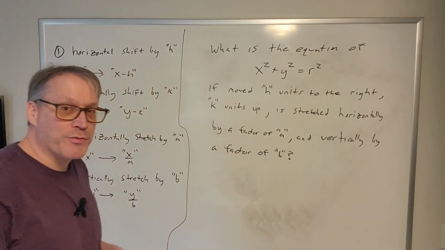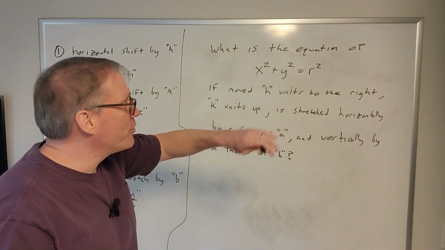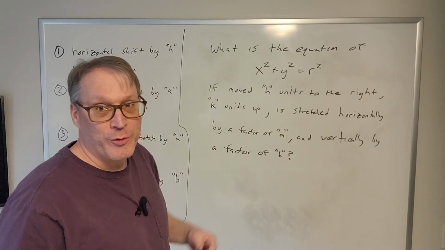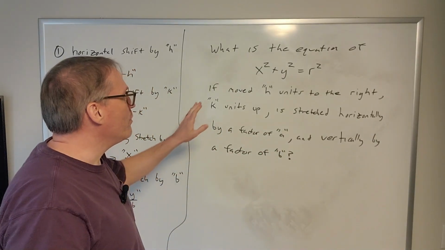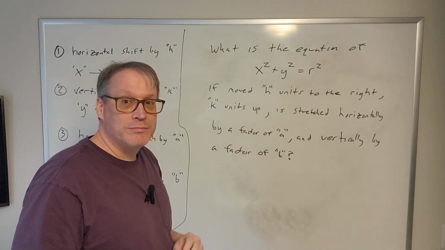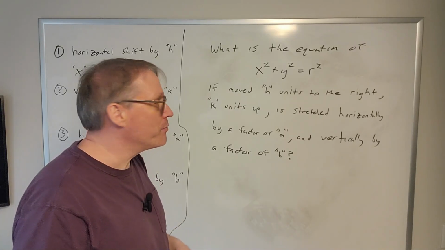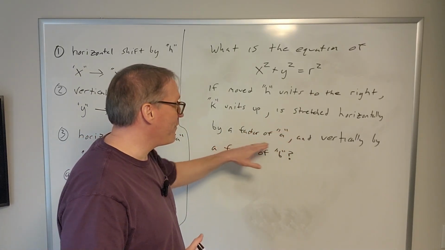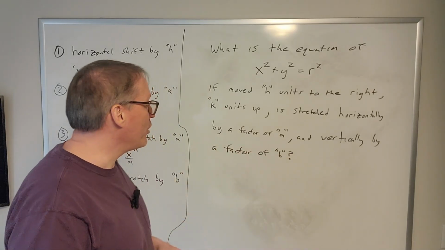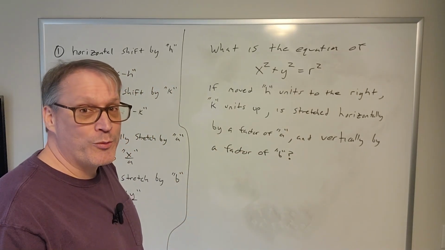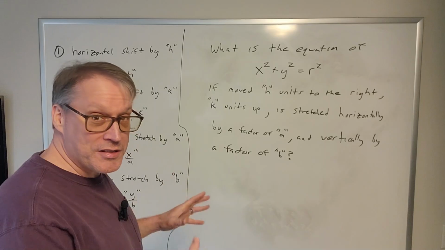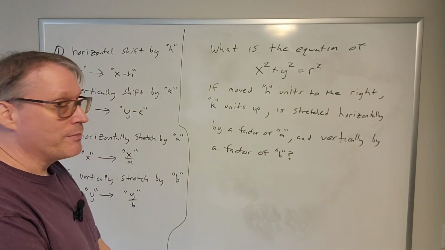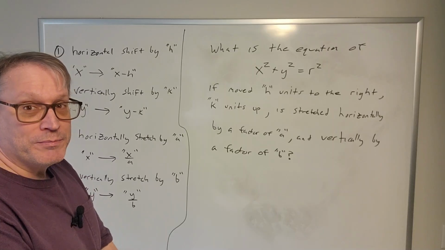Okay, here's a nice challenge for you. You have the standard equation for a circle centered at the origin: x squared plus y squared equals r squared, where r is the radius of the circle. Let's say we want to move it h units to the right. Don't know what h is, just h. And k units up. And it's stretched horizontally by a factor of a and vertically by a factor of b. What would be the equation of this new monstrosity we have? This new ellipse is really what it's going to be. Give it a shot, pause the video, resume when you're ready.